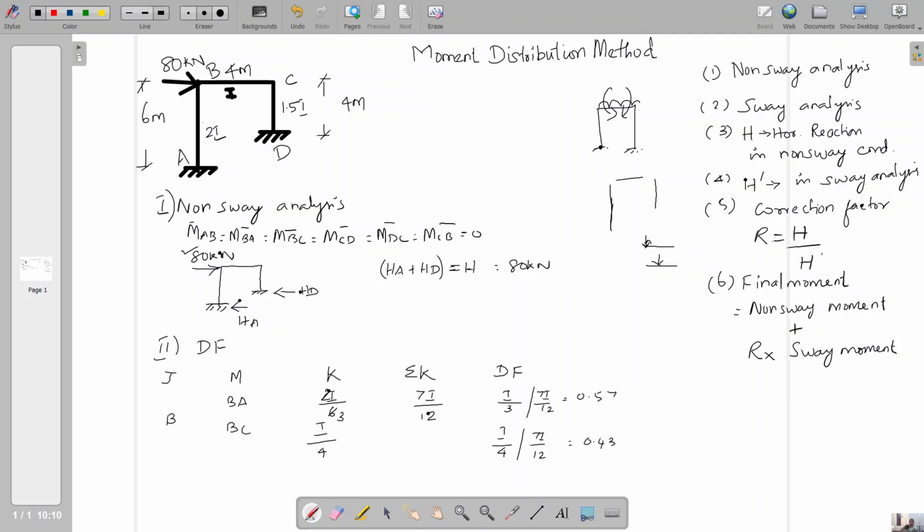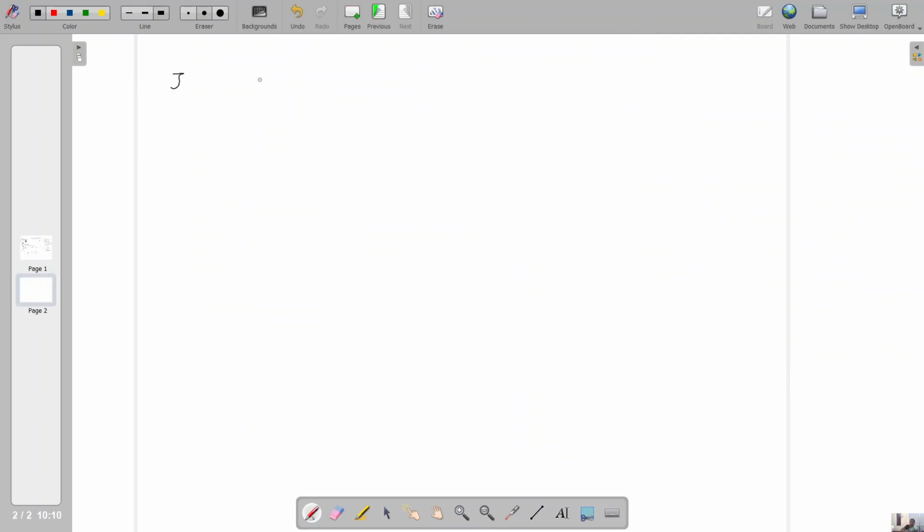I'm going to the next page, that is joint, member, K, summation of K, and distribution factor. Now I am taking the joint C. So CB is available, CD is available, and K is I by L because of the fixed condition from CB as well as CD. Both are fixed support. Internal joint is also considered rigid support. So CB and CD, both the far ends are fixed condition. So it is I by L.